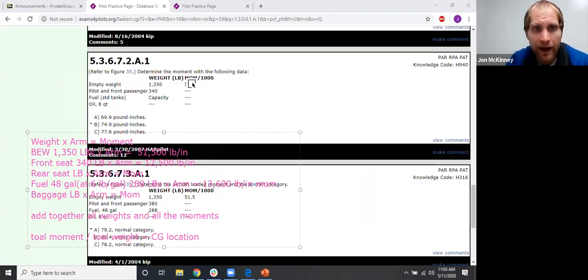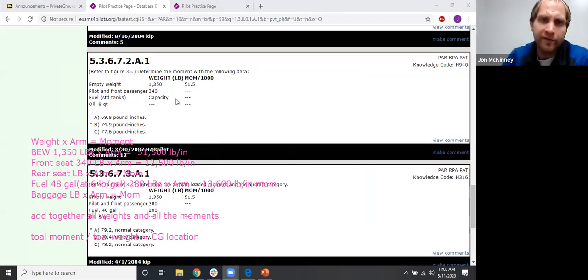We had empty weight, we've accounted for that. Pilot and front passengers, we've accounted for that. It says fuel, standard tanks, we've accounted for that. Now here we have oil, 8 quarts. So this is kind of a tricky question. They might be trying to trick you with this one. It's kind of a history lesson for you. There's a lot of different types of empty weights. Years ago, they had standard empty weight, and they had basic empty weight, and then licensed empty weight.